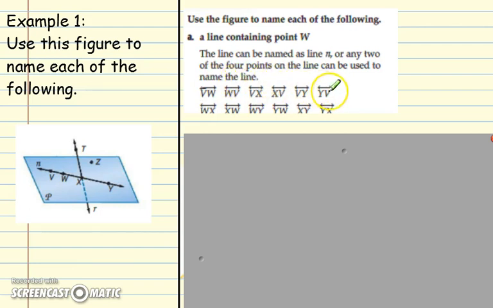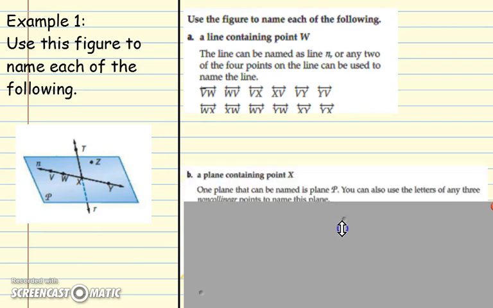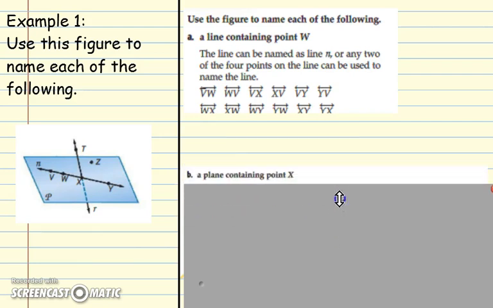Now when it comes to the quiz or a test or your homework, you're just going to need to name probably one, unless it says name this line multiple ways. Next, whoops, I'm not going to show you that answer.